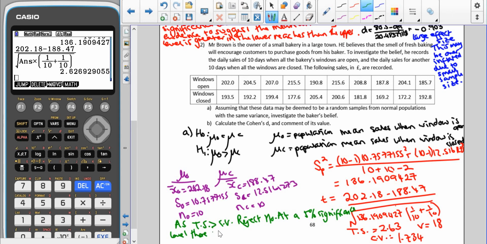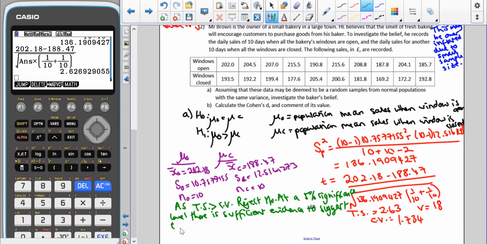There is sufficient evidence to suggest the mean sales is higher when the window is open than closed.